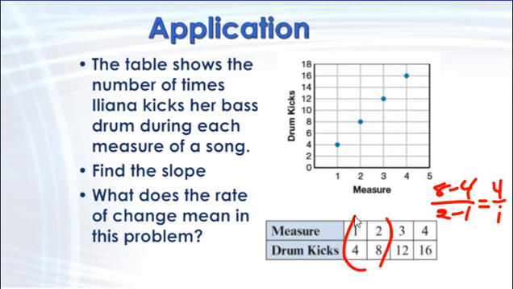So what does that mean? It means that Ileana has 4 drum kicks for every measure. That is our lesson today on using or finding rate of change and finding slope.